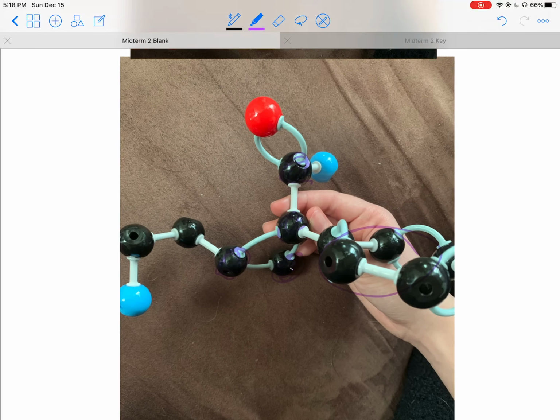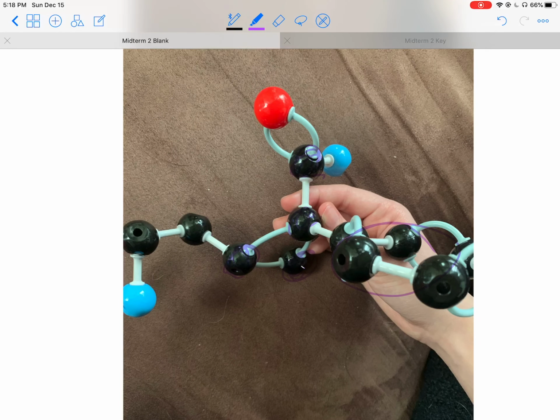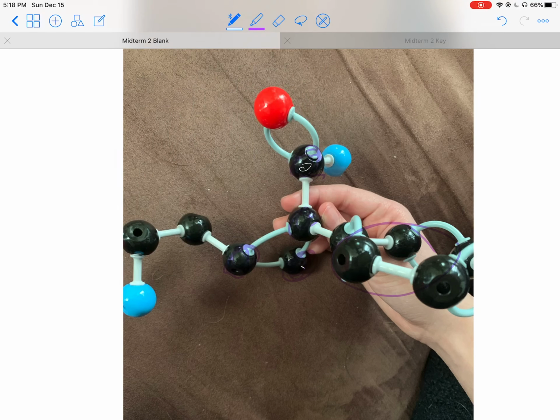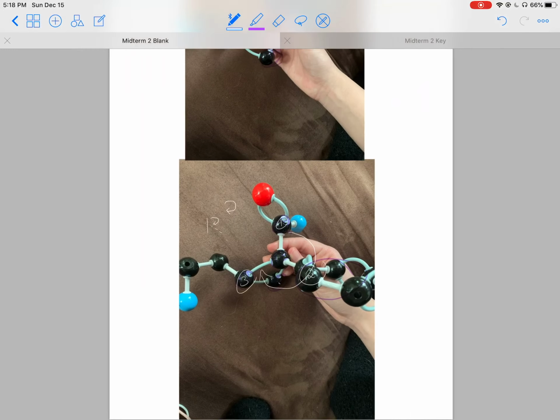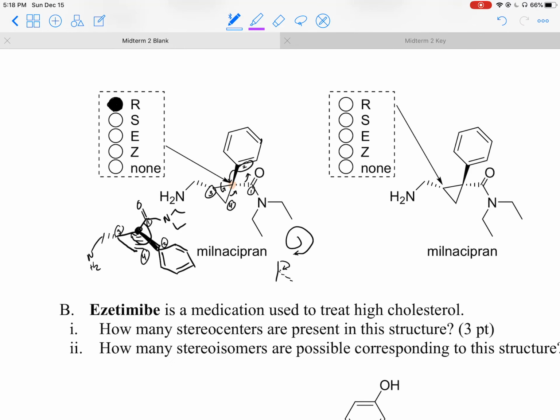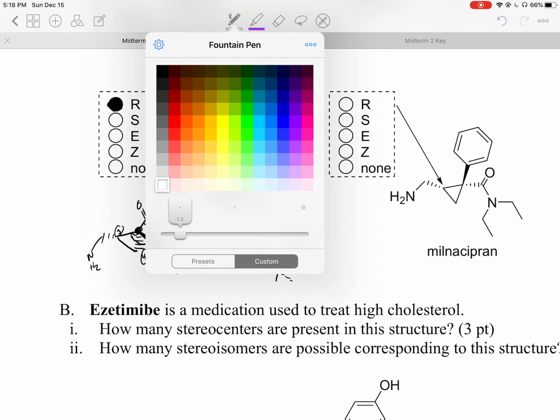And so that's what allows us to draw an arrow from the first priority to the second priority, this benzene, to the third priority with the fourth one in the back. So that curve is the R curve. Okay, hopefully that makes sense. It's kind of hard to explain, but yeah, so that's R.